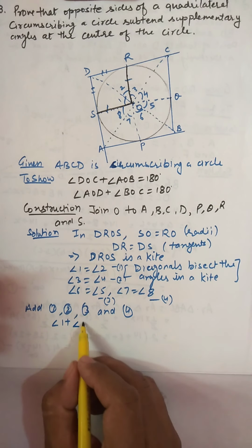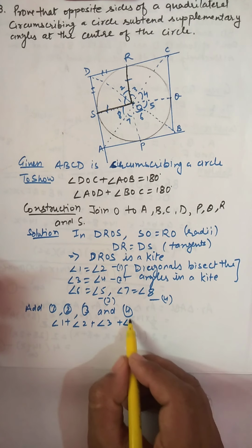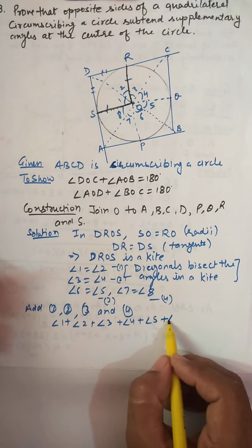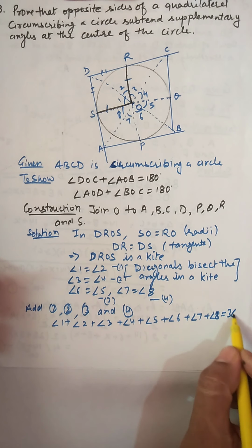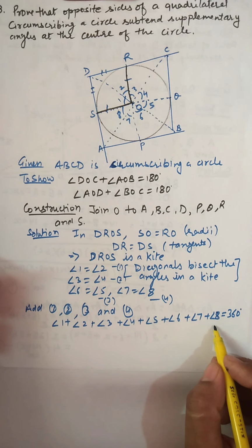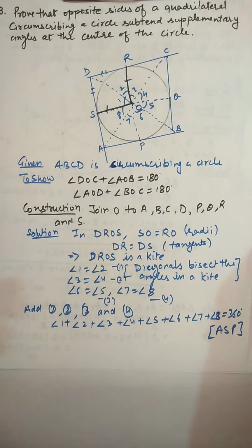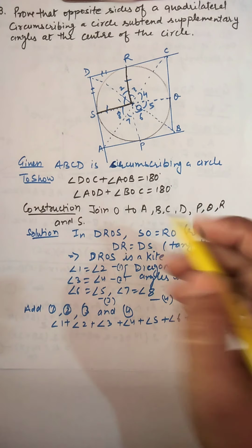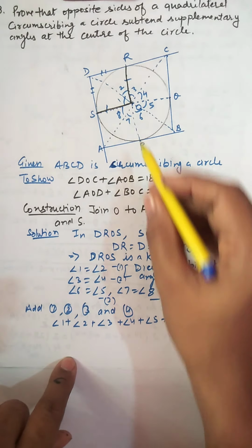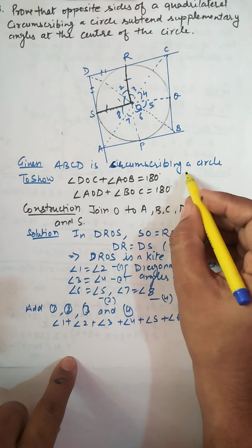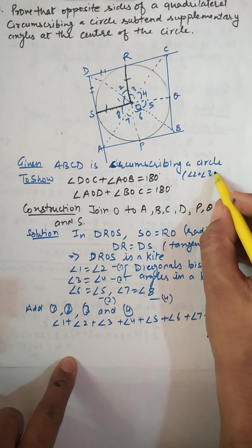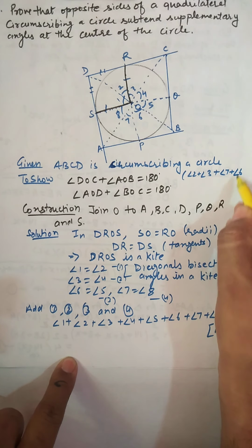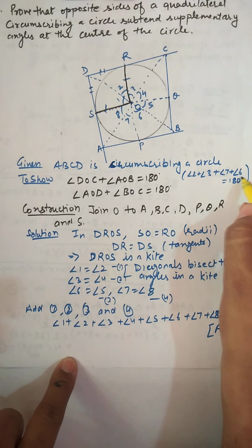Angle 1 plus angle 2 plus angle 3 plus angle 4 plus angle 5 plus angle 6 plus angle 7 plus angle 8 is equal to 360 degrees, because this is the angle sum property of a quadrilateral. So this we have got. Now we have to do the replacement according to what we need. You can see DOC is actually the sum of 2 and 3. So here you can mark this 2 plus 3, and AOB is 7 plus 6. So 7 plus 6, you have to show this is equal to 180 degrees.